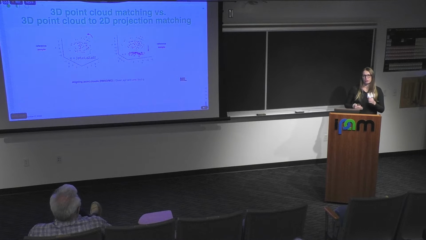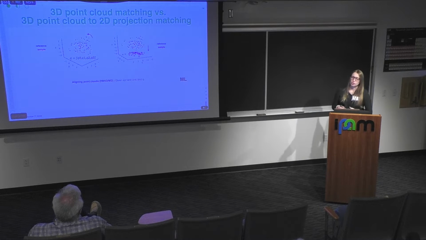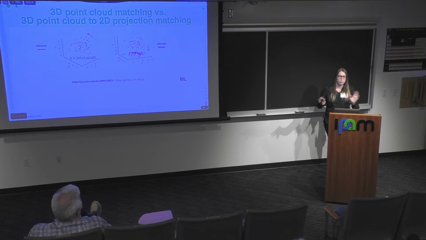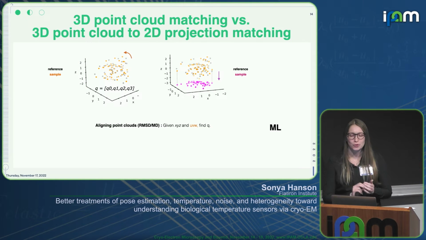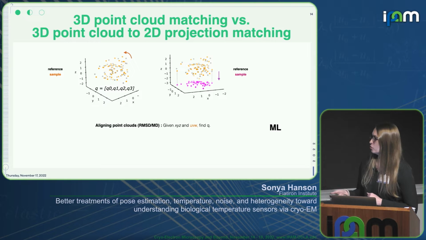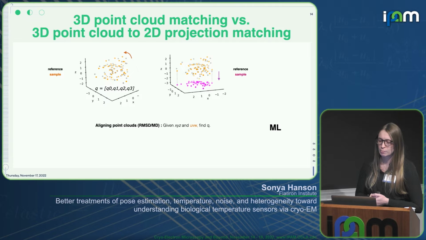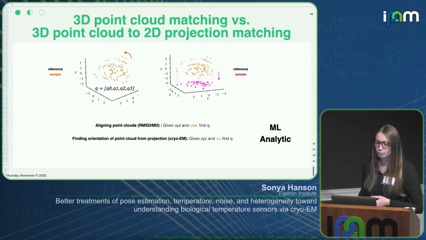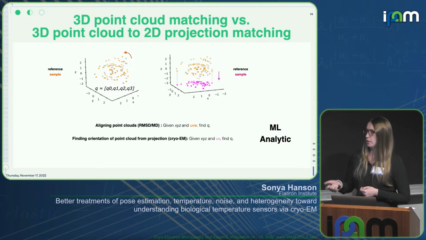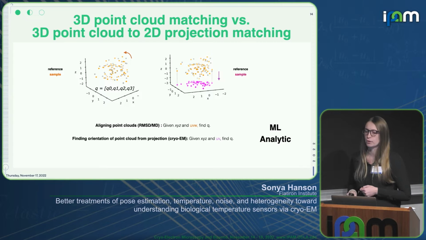Here I'm going to think of this in a very, very simplified framework. We're just looking at 3D point cloud matching, or 3D point cloud to 2D projection matching, where all we have are XYZ points in space. This section of the talk has two subsections. The first, we're looking simply at 3D to 3D point cloud alignment, and this is kind of an ML motivated framework. And the second, we're looking at the more cryo-EM relevant question, where we have instead a 2D projection of our rotated 3D point cloud.